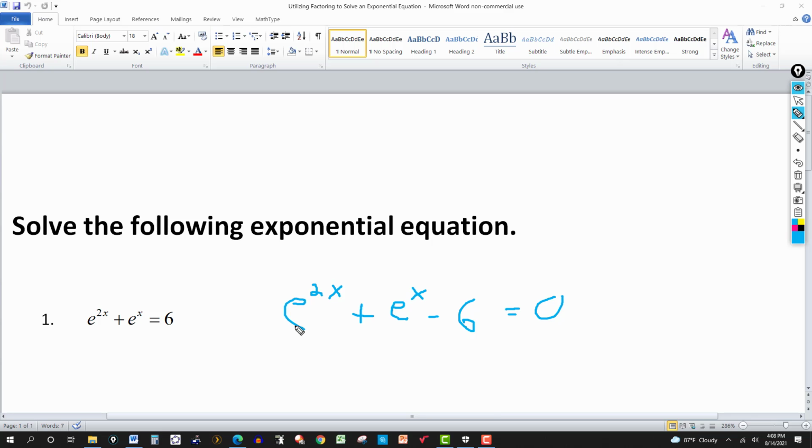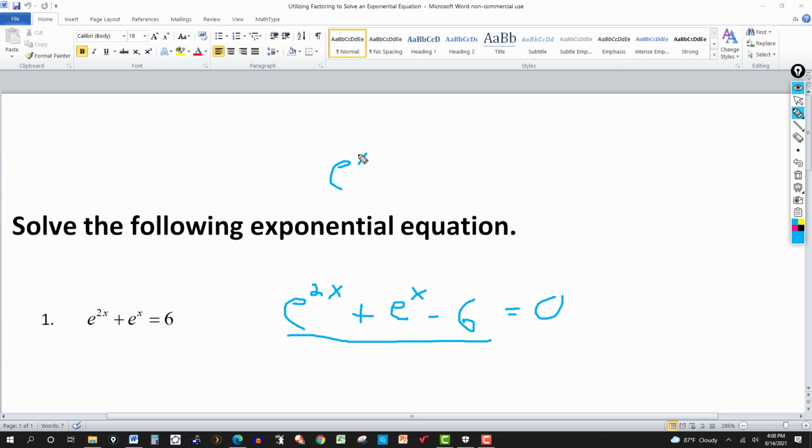Now we could solve this equation here by simply taking this right here and entering it into the calculator and graphing it. And again, where it crosses the x-axis, that's going to be the solution to this. But I want to demonstrate another procedure here.